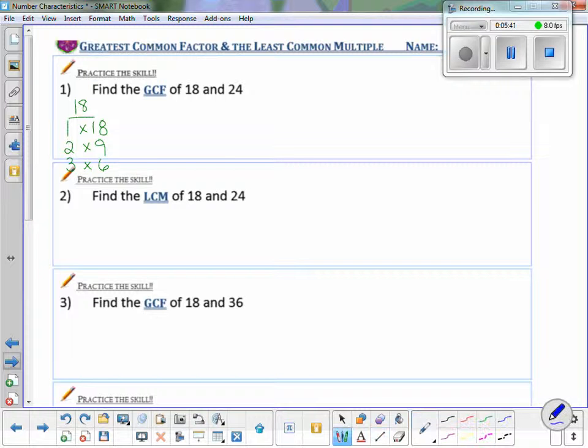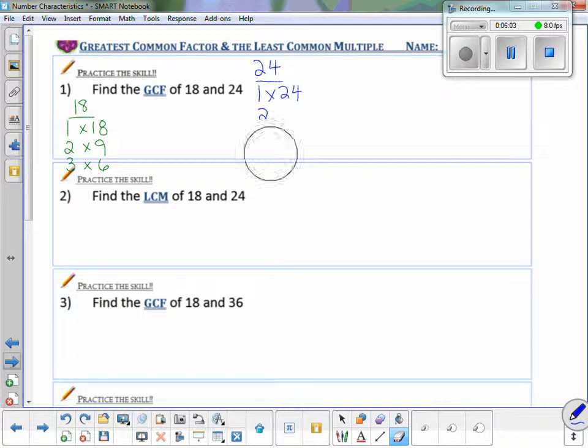You guys ready for 24? All right, I'm going to go over here just so I have a little more room. What's going to be my first factor pair here? My first factor pair, Katie? 1 times 24. All right, you got it. It's even, so my next factor pair is going to be, Matthew? 3 times 8. Oh, we're doing them in order. 3 times 8, you are correct about that. What would come next, though?